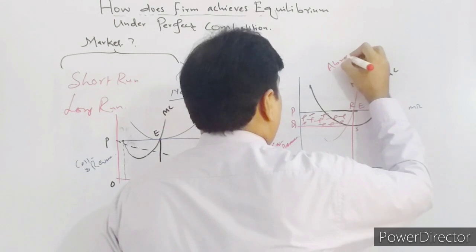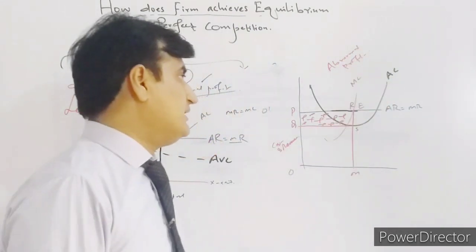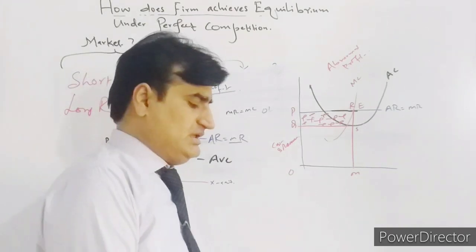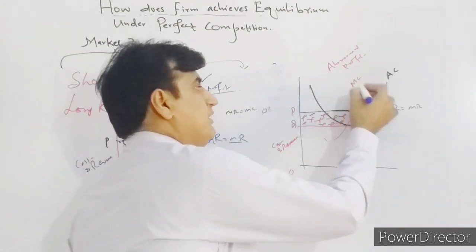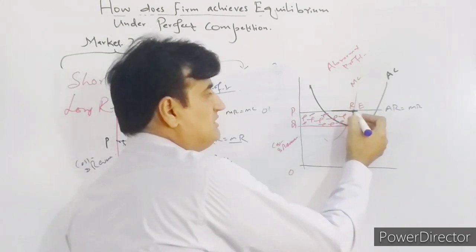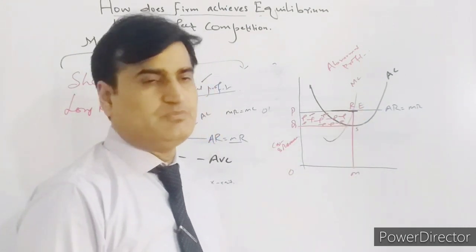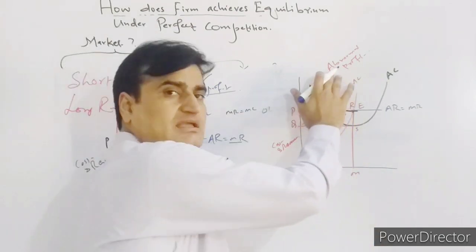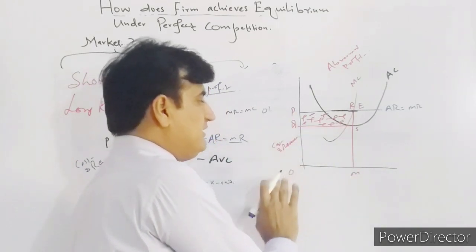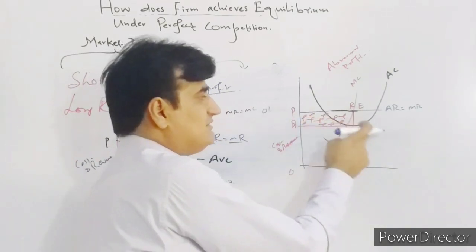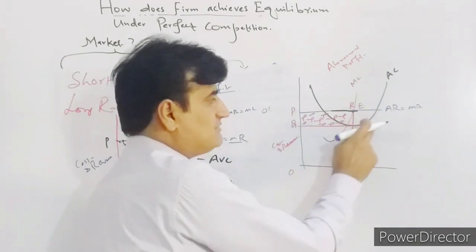Now in this case the firm earns abnormal profit, and the firm achieves equilibrium at point E, where marginal cost touches marginal revenue from below. This is our condition, that MC touches MR from below. This is the point where the firm achieves equilibrium, and the firm is earning more profit, or is in an abnormal profit condition, because the total revenue is higher than the total cost, as the cost lies below the revenue. So the revenue lies above and the cost lies below.